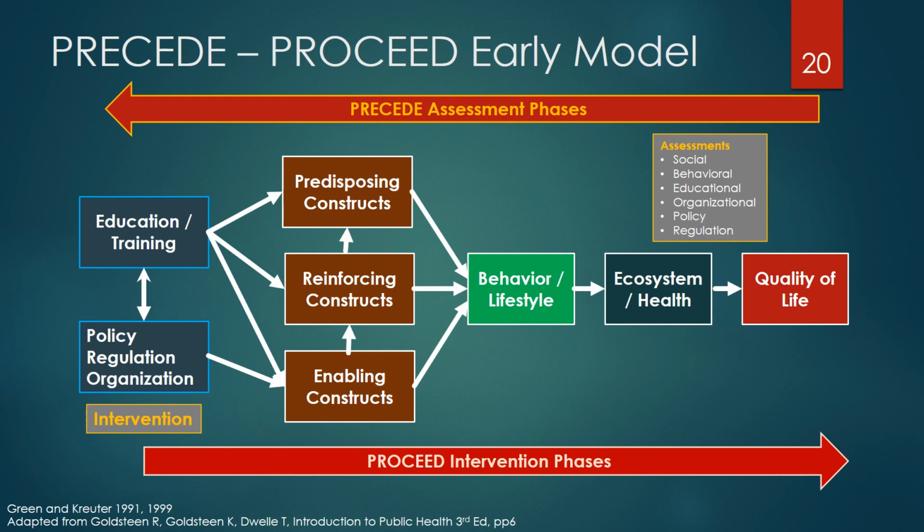This is an adapted and simplified early PRECEDE model. The steps to implement this model start with PRECEDE assessments, including social, behavioral, and current educational, organizational, policy, and regulation data and information. These assessments provide valuable formative information to develop an intervention plan that includes policy, regulation, and organizational components, and a health promotion, education, and training plan. The intervention or implementation of these plans influences the predisposing, reinforcing, and enabling constructs that influence behaviors and lifestyle, the ecosystem and health, and ultimately the desired outcome, quality of life.